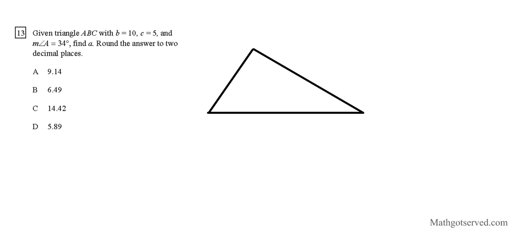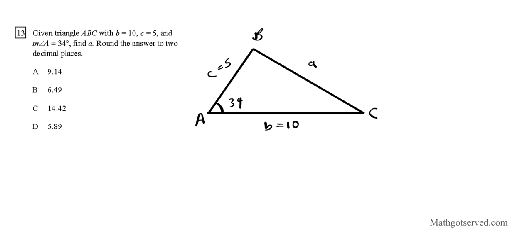Question 13 says, given triangle ABC with little b equals 10, little c equals 5, and angle A equals 34, find little a. So what formula are we going to use here? I have absolutely no idea, so let's draw a sketch of the situation, and after labeling it, we can determine the appropriate formula. Not drawn to scale. This is ABC. So that makes this little a, little b, little c. Little b is 10, so this is 10. Little c is 5, and the measure of angle A is 34.